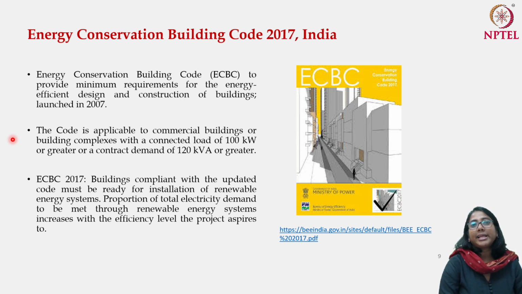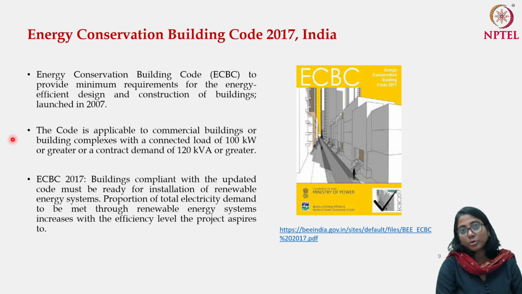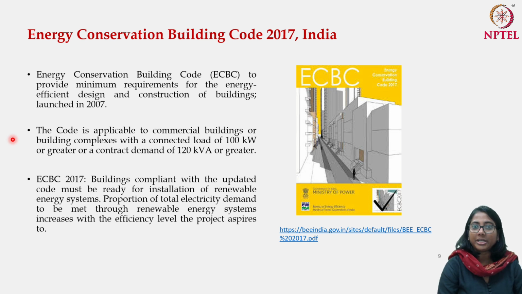So it does not say that you start generating renewable energy in the building, but it mandates having the provision of it for the future. So there comes the mandatory part. If they do not have this future facility, then they do not comply with the Energy Conservation Building Code of 2017 in India.